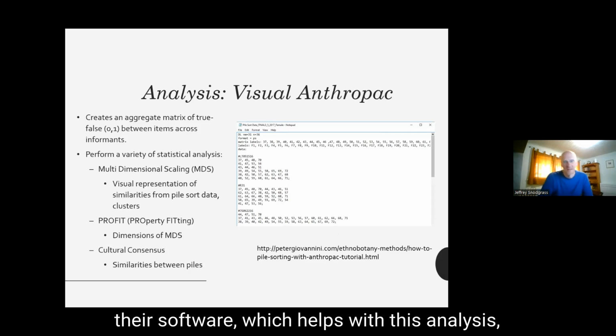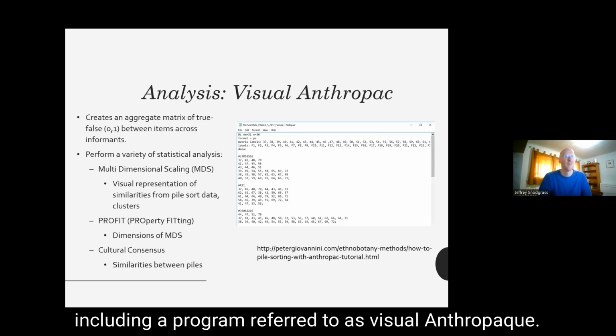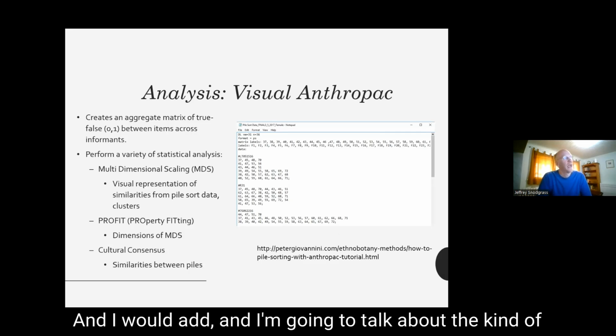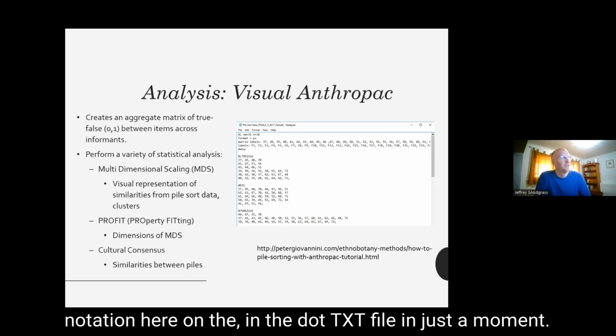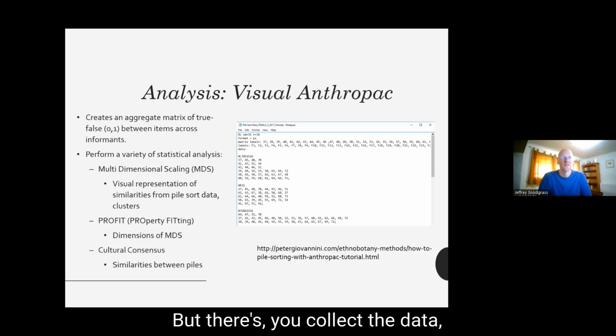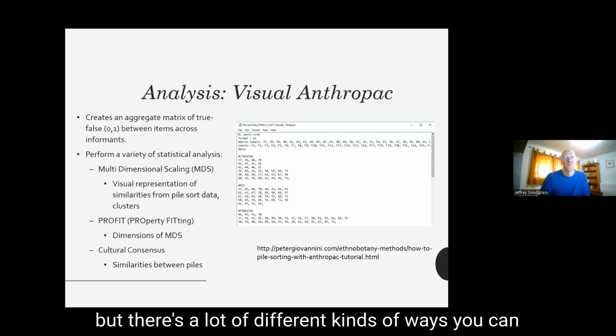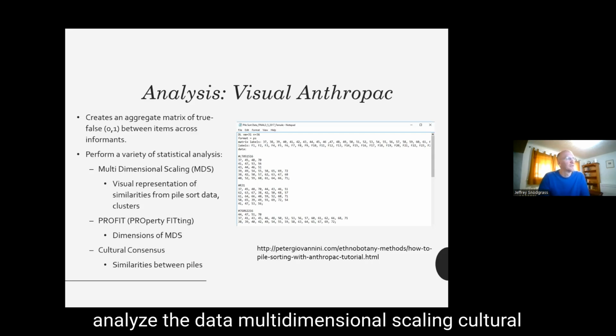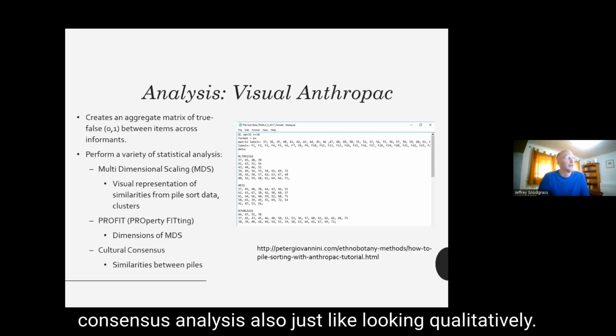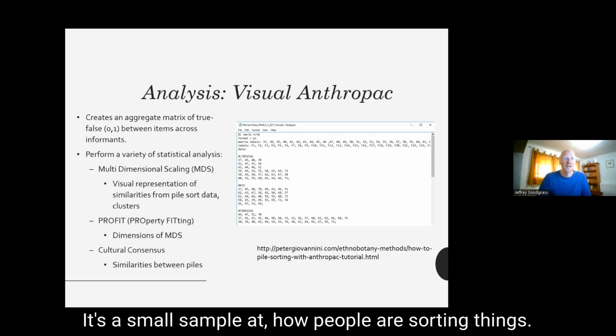There's software which helps with this analysis, including a program referred to as Visual Anthropac. And I'm going to talk about the kind of notation here in the .txt file in just a moment, but you collect the data, which is pretty straightforward, and I'll say a few things about that in a moment. But there's a lot of different ways you can analyze the data: multidimensional scaling, cultural consensus analysis, also just looking qualitatively, if it's a small sample, at how people are sorting things.